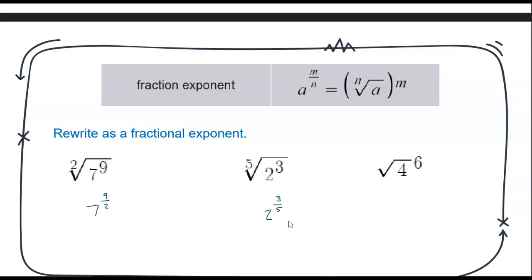Pause the video and try to do this last one on your own. See if you get the same answer. This one's a little bit trickier because there's no number in the root. We have to know that they mean a square root when they don't put a number there. That is a 2 root. Oh, now we can apply the same rule. We take the base of 4. Our denominator will be the root number, and our numerator will be the exponent, 4 to the 6 over 2. Well, 6 over 2 simplifies, so that becomes 4 to the 3rd.